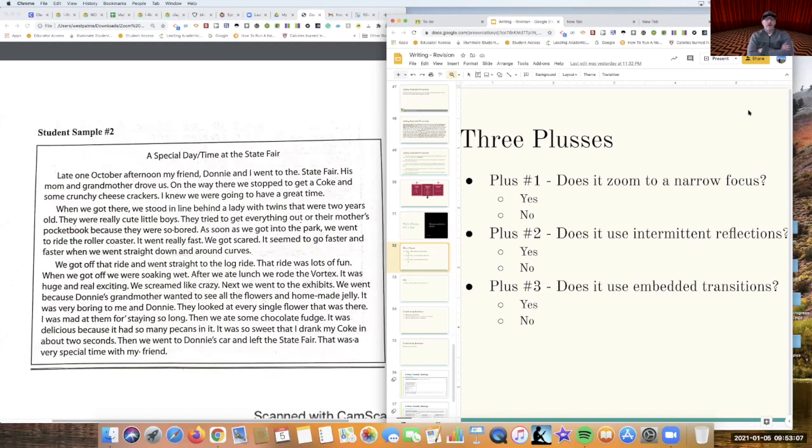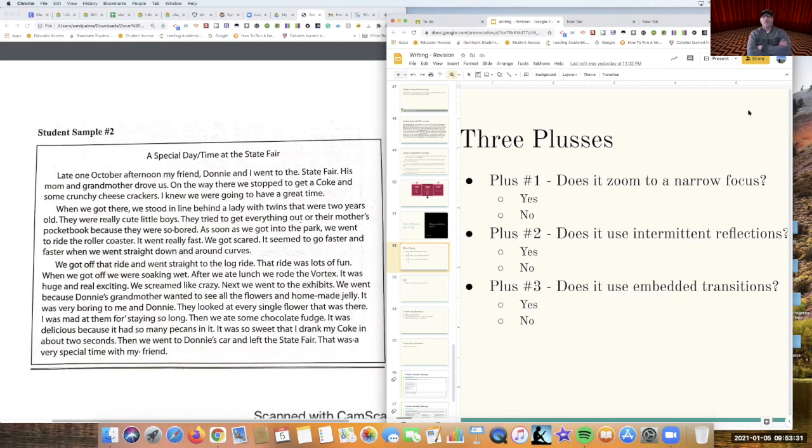We stood in line behind a lady with twins that were 2 years old. They were really cute little boys. They tried to get everything out of their mother's pocketbook because they were so bored. As soon as we got into the park, we went to ride the roller coaster. It went really fast. We got scared. It seemed to go faster and faster when we went straight down and around the curves. We got off that and went straight to the log ride.